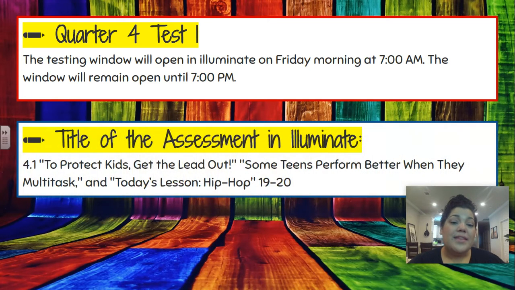All right. The title of the assessment in Illuminate is 4.1 to protect kids, get the lead out. Some teens perform better when they multitask. And today's lesson, hip hop 1920.